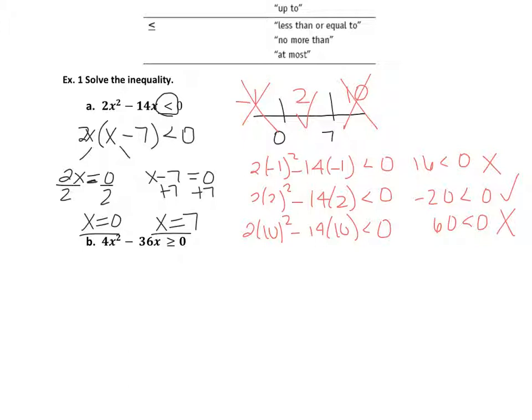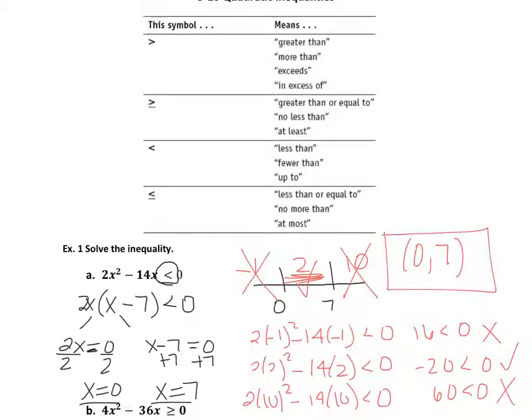Now, we're going to go ahead and write this in interval notation. So what that means is I'm going to write my solution. Anything in between 0 and 7 is going to work. Now, notice you have to pay very careful attention when we write things in interval notation, because if we have the symbol less than, then we have to use parentheses.